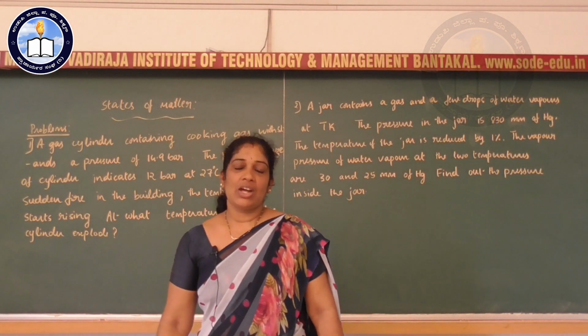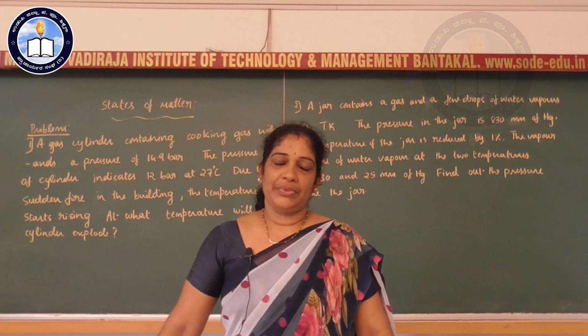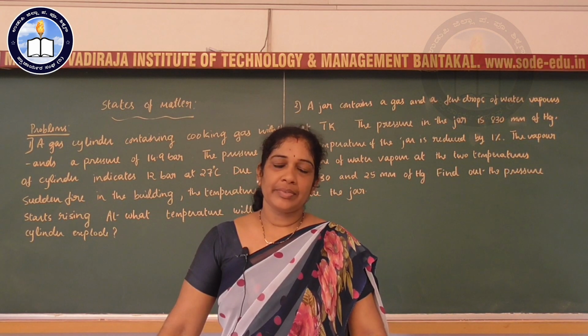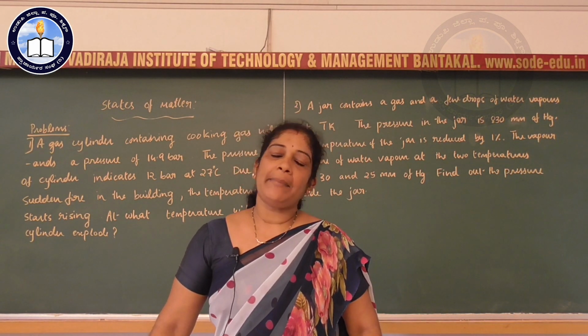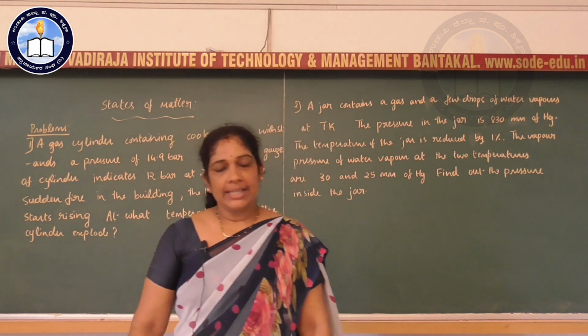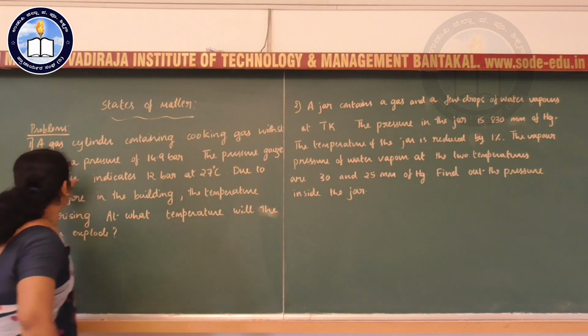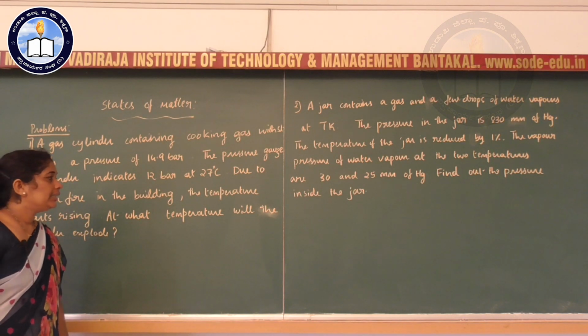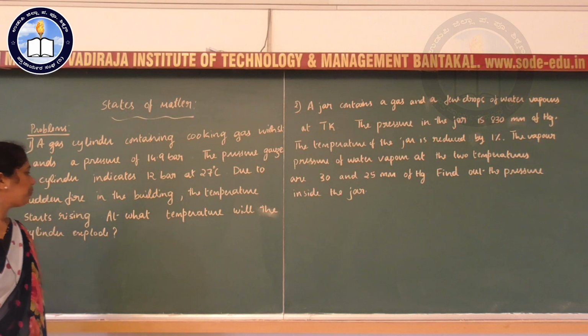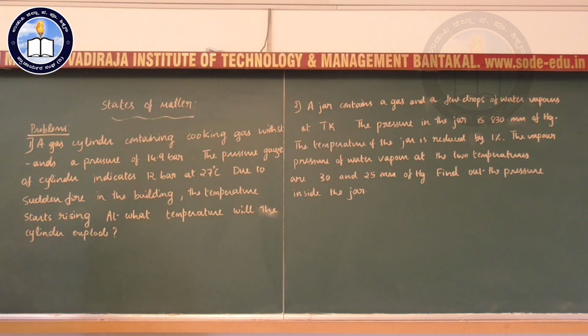Okay students, let's solve some problems on Gay-Lussac's law. We know that according to Gay-Lussac's law, the mathematical form is P by T is constant, or P1 by T1 is equal to P2 by T2. Let us solve some problems. Here, the problem is: a gas cylinder containing cooking gas withstands a pressure of 14.9 bar. The pressure gauge of the cylinder indicates 12 bar at 27 degrees Celsius. Due to sudden fire in the building, the temperature starts rising. At what temperature will the cylinder explode?